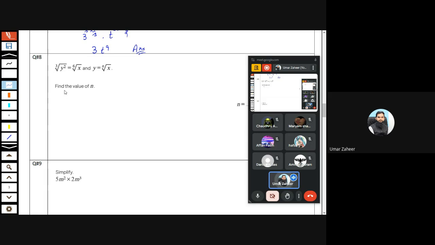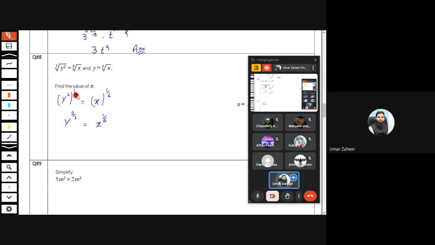First of all, I have to write it in index form. So it will be y squared, all raised to the power 1 by 3, is equal to x raised to the power 1 by 6. Now I want to remove the cube. To remove it, I want to remove this 1 by 3, the 3 in the denominator.